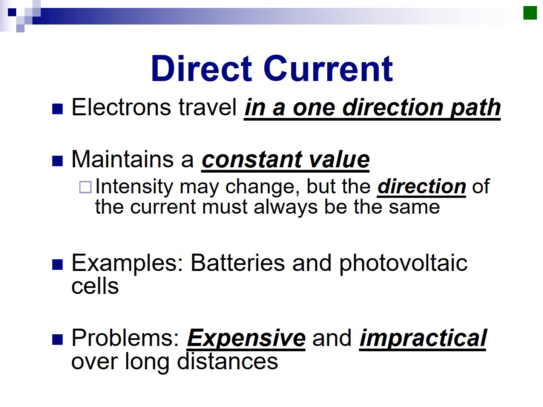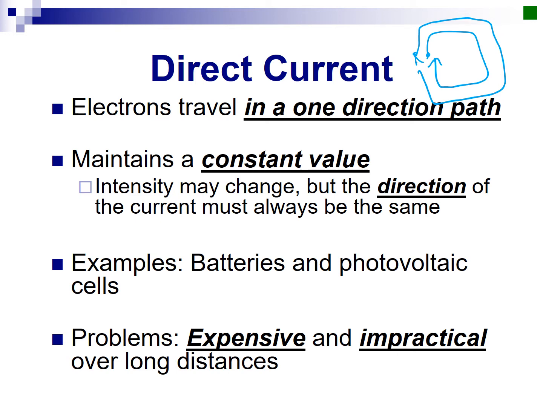Then you have direct current. Direct current is where the electrons travel in one path. They literally will go from start A to the ending point, back to point A, in one constant path. It maintains a constant value, and its intensity may change, but the direction is always the same. So it will always be going, let's say, in this route. This electron starts at A, it goes through the whole route, and it ends at A.